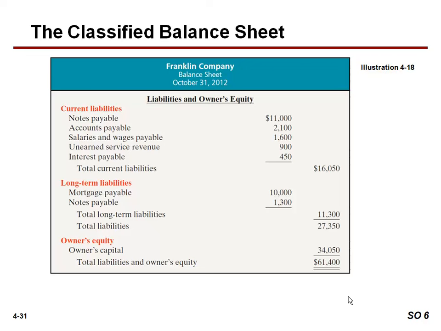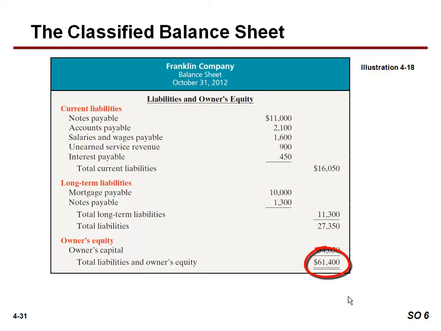Likewise, looking at the claim side of our balance sheet, liability positions and owner equity positions, we see that we have total liabilities of $27,350, but we have a grouping here, a subtotal of total current liabilities of $16,050 and other long-term liabilities of $11,300, totaling $27,350. Bringing in our one owner's capital balance of $34,050, our total liability and owner equity position, 61.4, equals our total assets on the previous page.